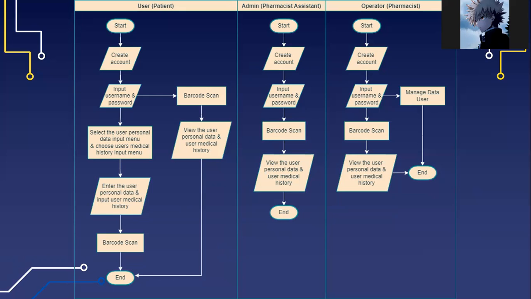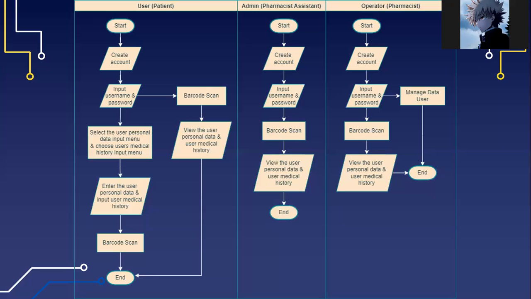If you are logged in as an operator, a menu will appear such as a menu to view user data, a menu to view user medical history data, a barcode scan feature, and a menu to manage user data. If it's finished, the operator logs out and the process is completed. If you are logged in as admin, a menu will appear such as view user data, view user medical history data, and barcode scan feature. If it's finished, the admin logs out and the process is completed.